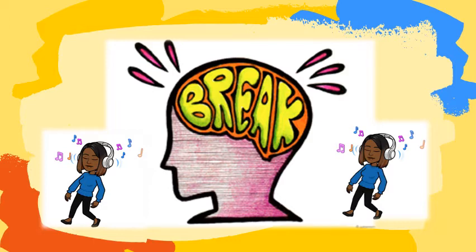C, D, E, F, G, H, I, J, K, L, M, N, O, P, Q, R, S, T, U, V, W, X, Y, and Z. Now I know my ABCs, 26 letters from A to Z.